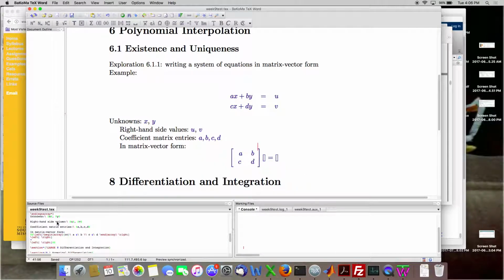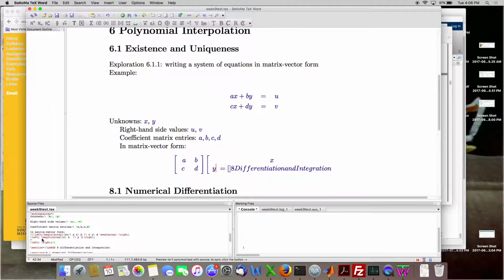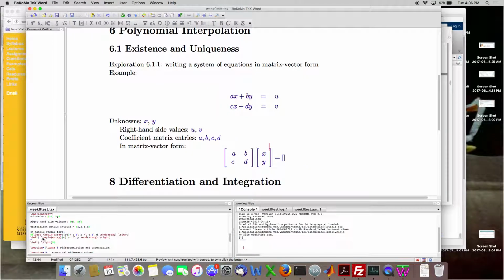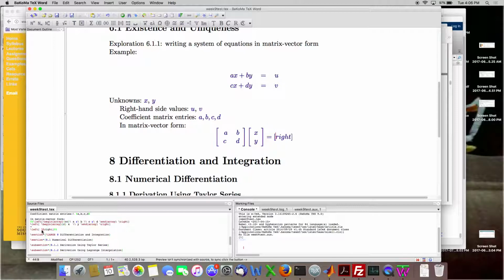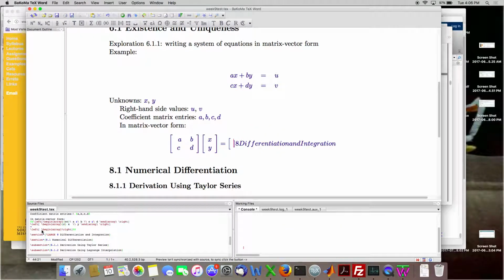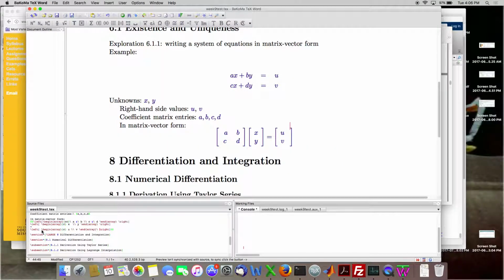All right. Save. And then now I can. So the unknowns are X and Y. And voila, there it is. Can you believe it? 3rd time's the charm. And then same thing for the right-hand side. All right, so same system in matrix vector form. That's what I'm looking for in 6.11.